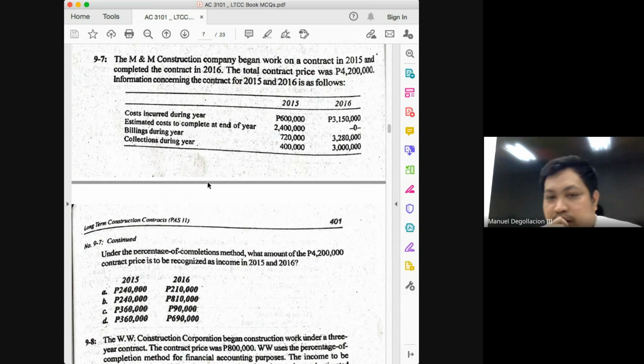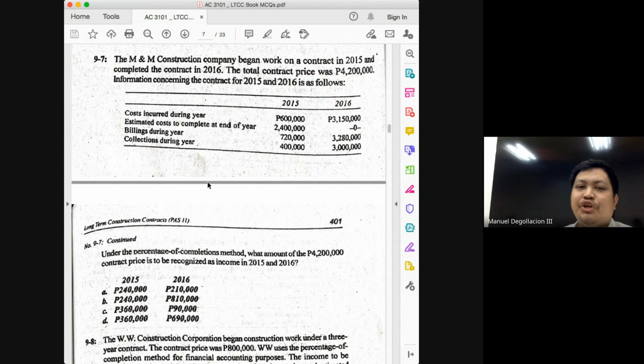3,750,000. Plus, a common possible error here: students would think that the 3,150,000 already includes the 600,000 last year. Okay? You will get this problem wrong if you think that the 3,150,000 in 2016 already includes the 600,000 last year. Why do we know that the 3,150 does not yet include the 600 last year? Because how is that information labeled? Cost incurred during the year. Okay? So, class, reading comprehension is very important here.